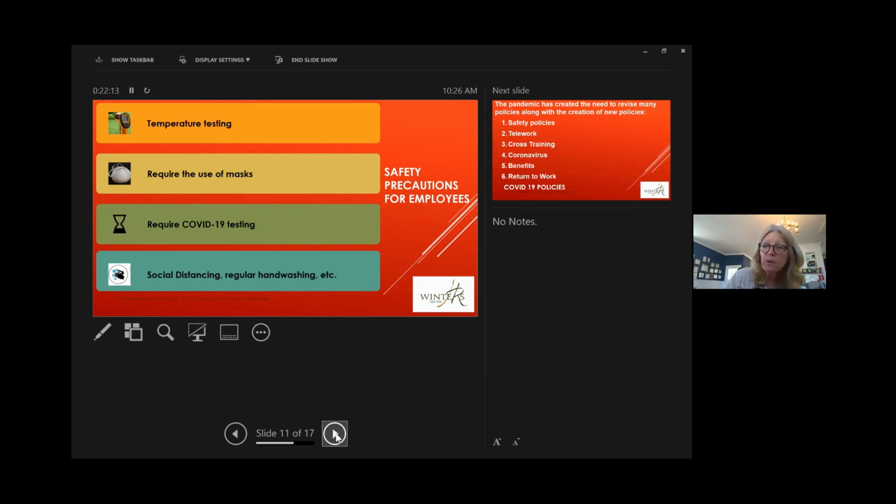As an employer, you can require the wearing of a mask. Neither North Carolina nor South Carolina would have a requirement of masks, but you as the employer can do this. But keep in mind, you've got some caveats on that.